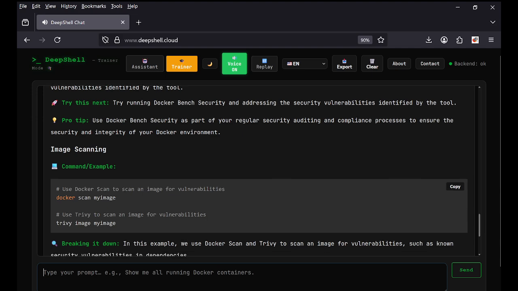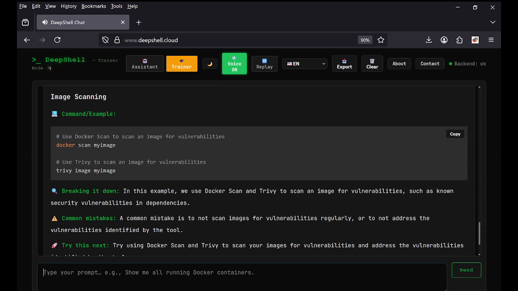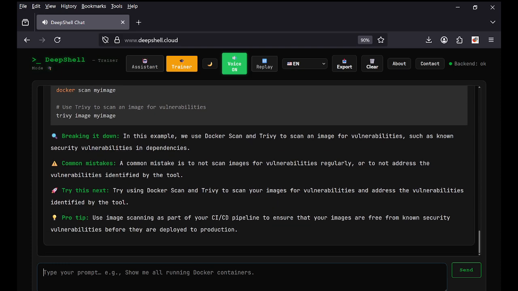Image scanning. Command/example. Breaking it down. In this example, we use Docker Scan and Trivy to scan an image for vulnerabilities, such as known security vulnerabilities in dependencies.